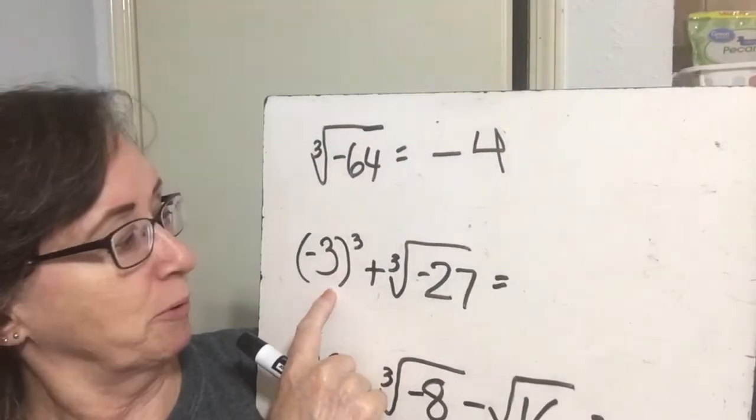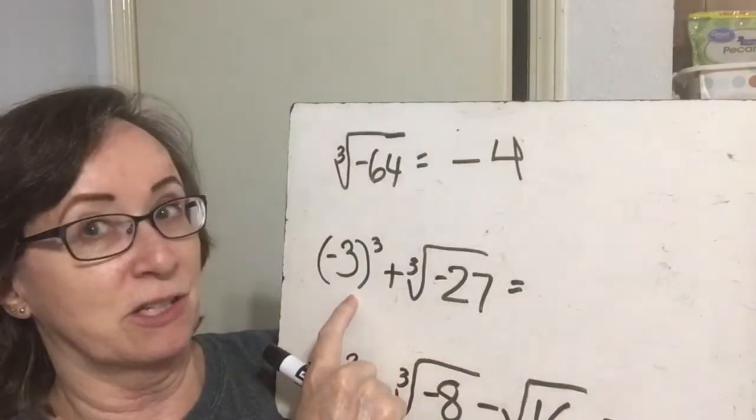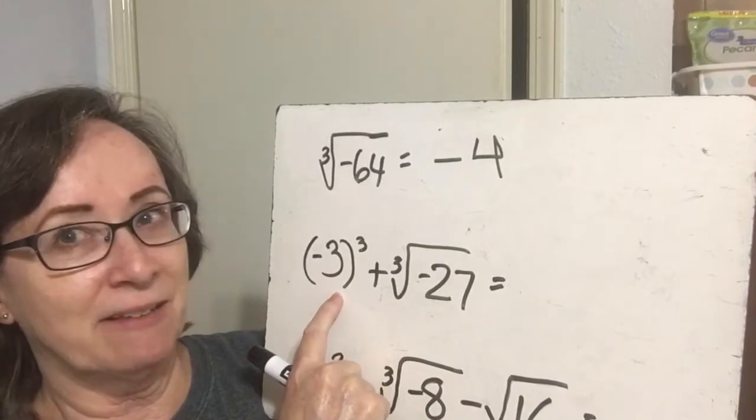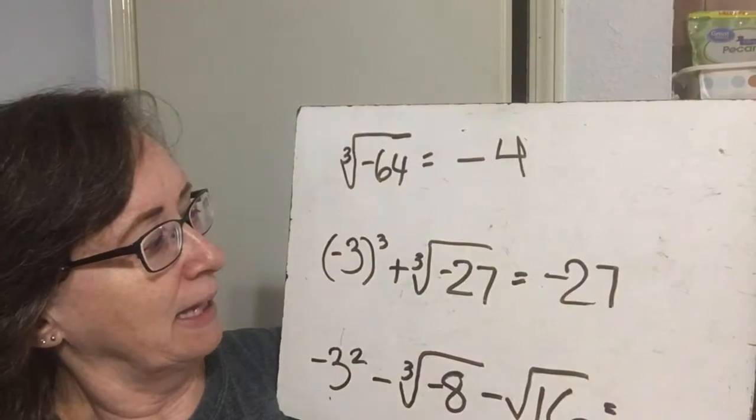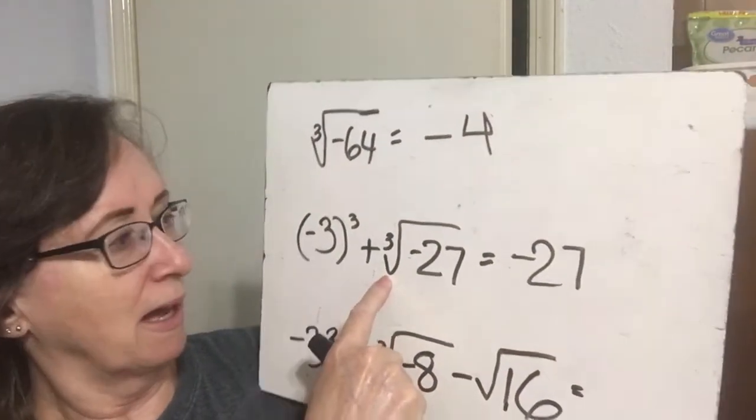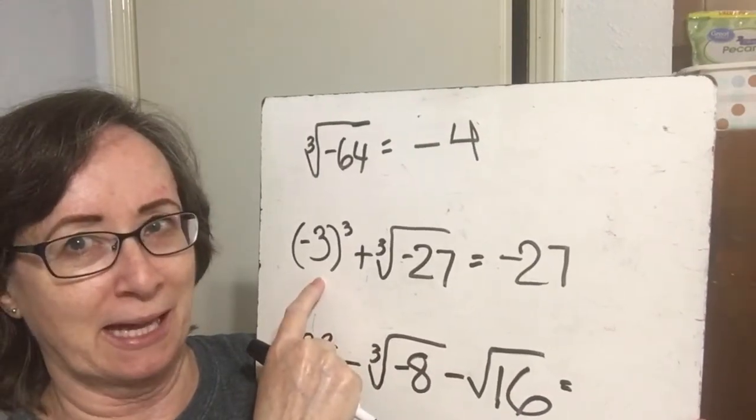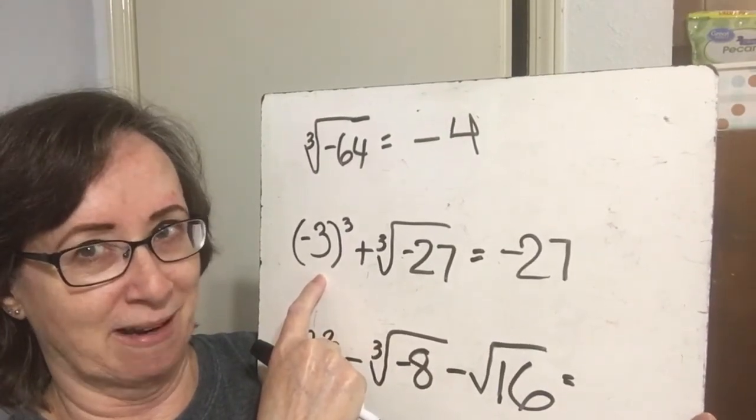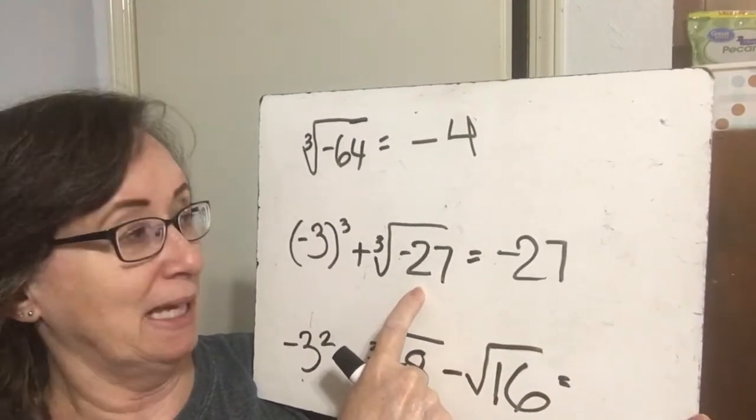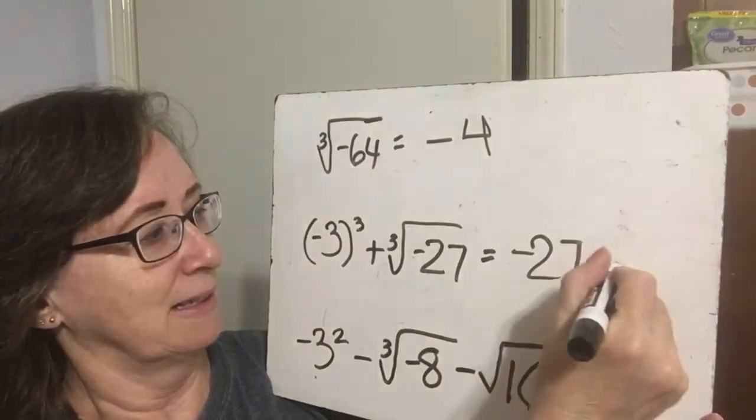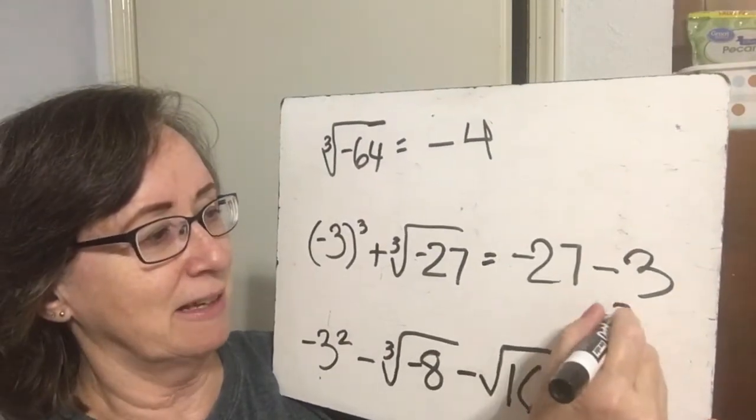Negative 3 is in parentheses, so it's negative 3 times negative 3 times negative 3. Because there's an odd number of negatives, it will be a negative 27. And then the cubic root of a negative 27. Well, we just figured out what we needed to multiply by itself 3 times to get a negative 27. So isn't this going to be a negative 3? And negative 27 minus 3 is negative 30.